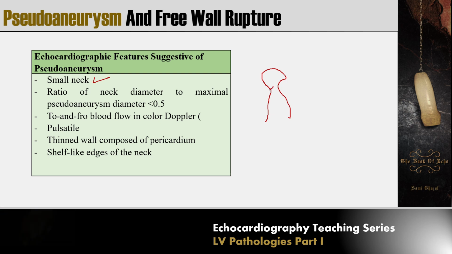This is the neck. You check the neck distance or diameter and compare it with the maximal diameter of the bulging, whether an aneurysm or pseudoaneurysm. If it is less than half of it, then it is suggestive of pseudoaneurysm. Also, the to-and-fro blood flow seen with color Doppler, it can be pulsatile, thin wall composed of pericardium, and shelf-like edges at the neck.